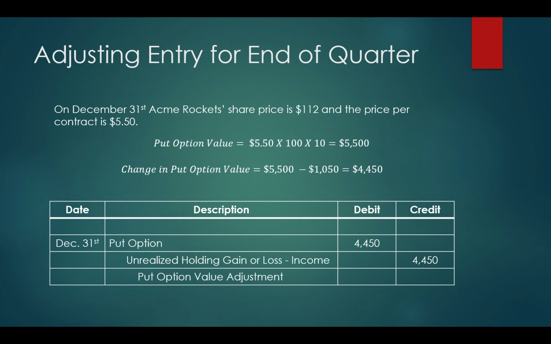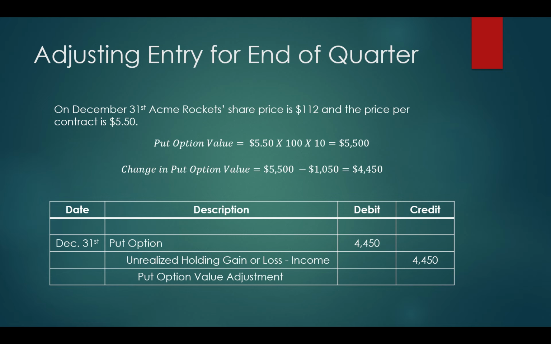To adjust the value, we look at the price from an exchange and see that the per contract price is $5.50. Since Coyote owns 10 contracts, we know that the value of Coyote's position is $5.50 per share times the 100 shares times the 10 contracts, or $5,550. We know Coyote paid $1,050 for the options, so we need to increase the value of Coyote's position by $4,500. To increase the value, we debit the put option account for $4,500, and we credit the unrealized holding gain or loss income account for $4,500.